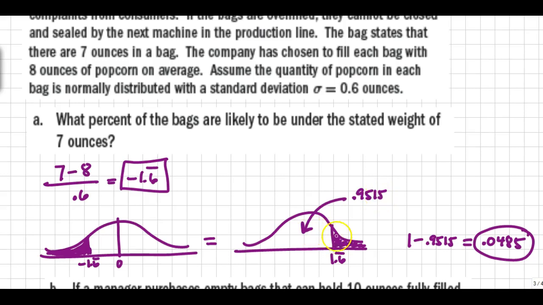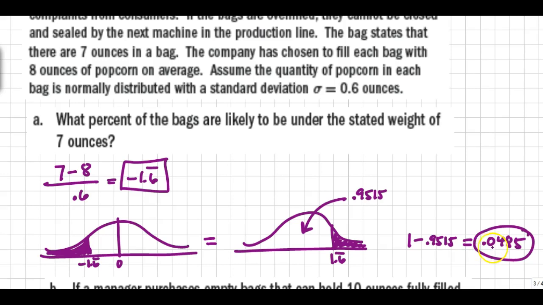I'm going to find the complement of that because the complement of that is the same size as the tail that I'm really looking for. So I do 1 minus that number and I get the answer for less than negative 1.6 repeating. So I'd say about 4% or about 5% depending upon how you round.